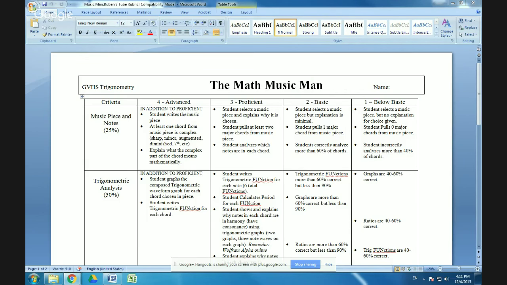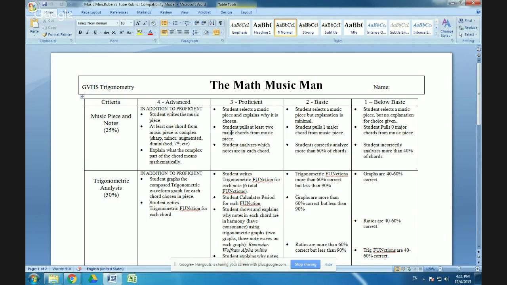I have the rubric up on the screen. You can see I'm going to mainly focus on the proficient column, but I am going to detail some of the advanced column. Notice that it says in addition to proficient. So anything that is advanced has to include the proficient items.